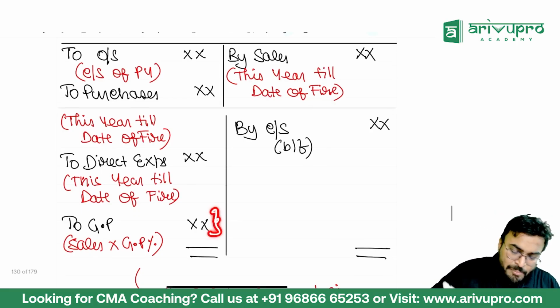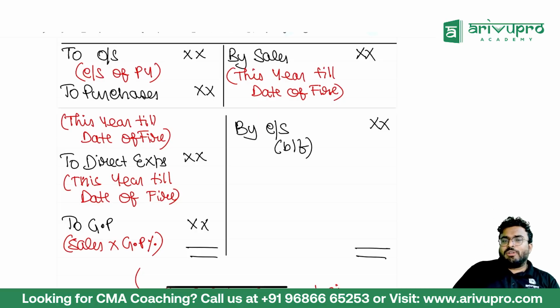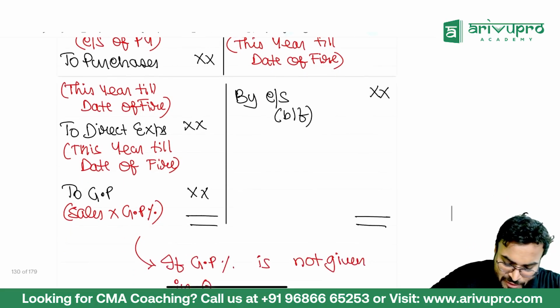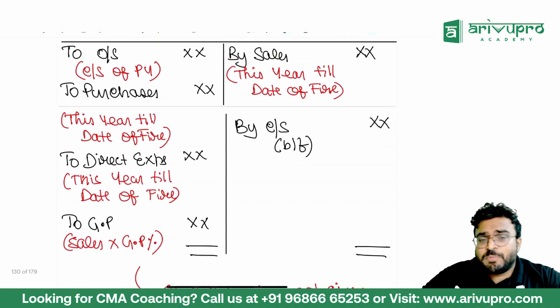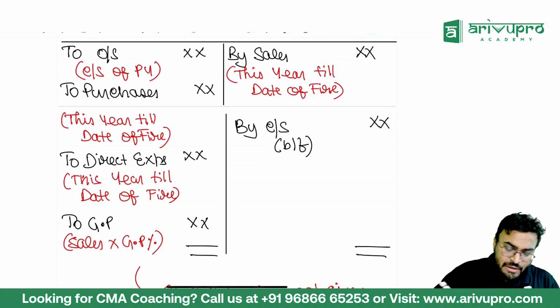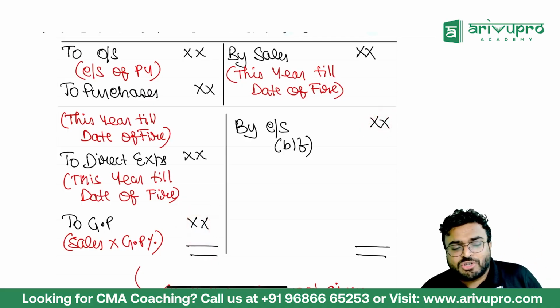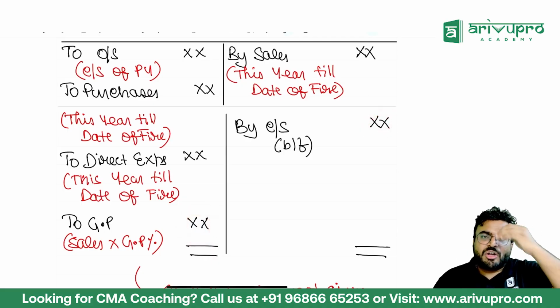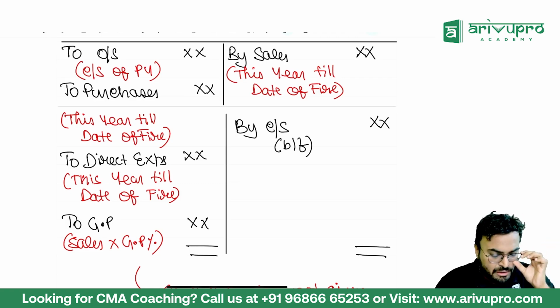Then you are going to compute the gross profit. Sales into gross profit percentage. Clear? When you get the gross profit, automatically the balancing figure will be the closing stock.